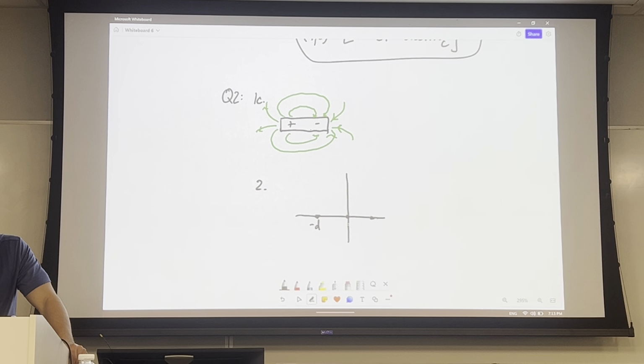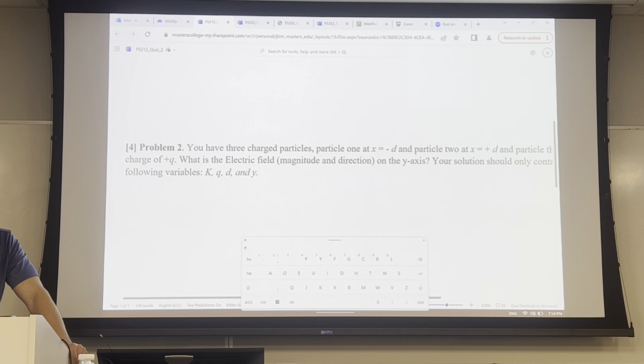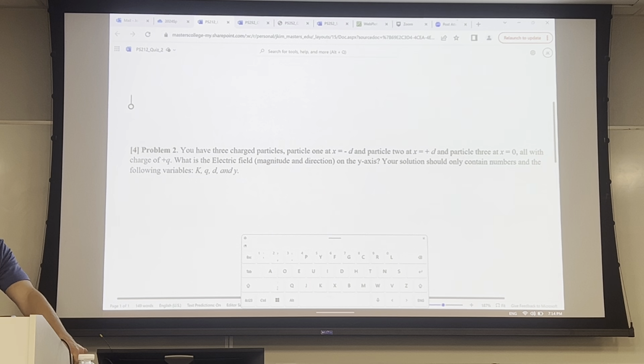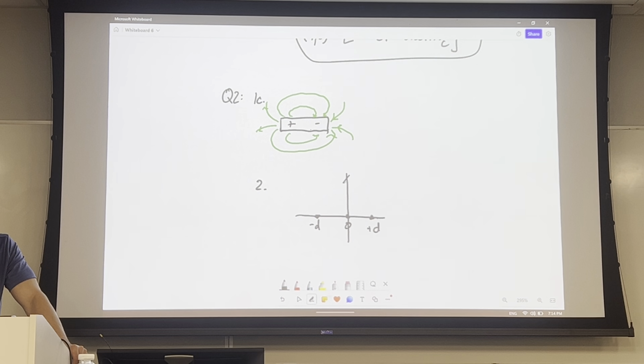This is negative d, this is 0, this is positive d. There's our 3 charges. We want to know what is the electric field, the magnitude and direction, on the y-axis. Your solution only contains the numbers and the following variables. So we want to know what the electric field is arbitrarily at any point along the y-axis.